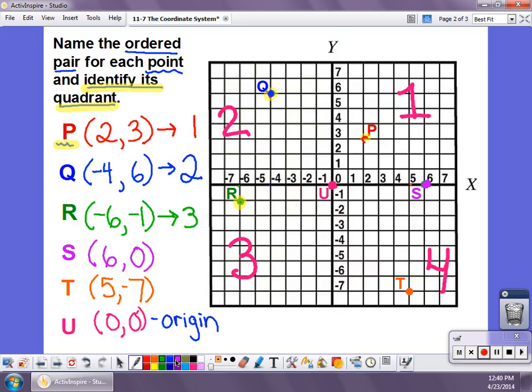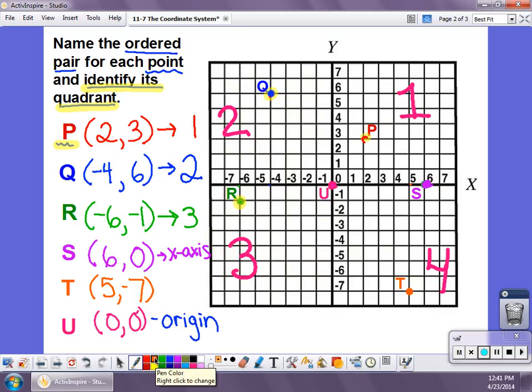Now S is a little tricky. S is right here. It's in between quadrant 1 and quadrant 4. Because it's on an axis, it's not actually in one of the quadrants. So what we could put for here is that it's on the x-axis. Okay? Or if it was on a y-axis, we would put the y-axis. Or even you can see here for a special place, the origin, we just wrote origin down.